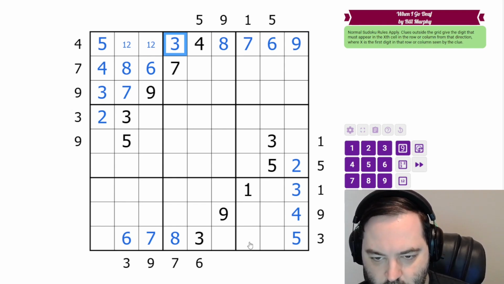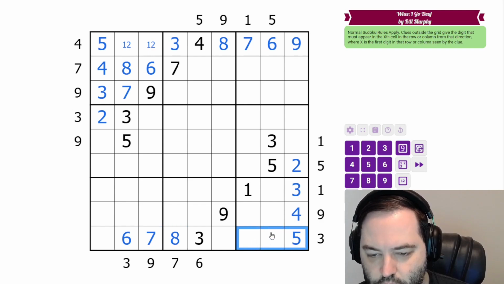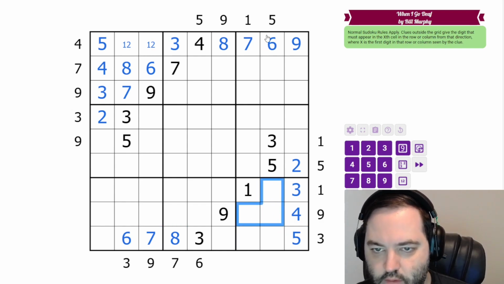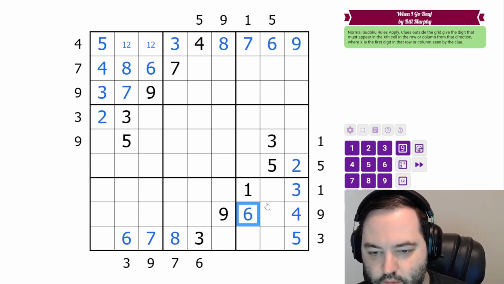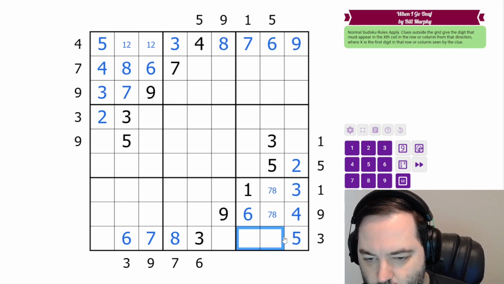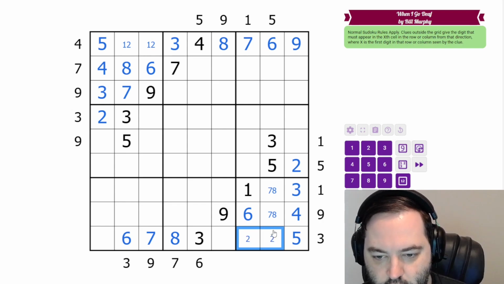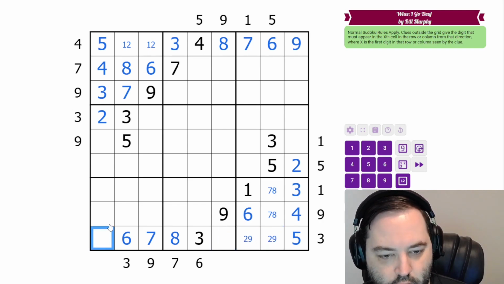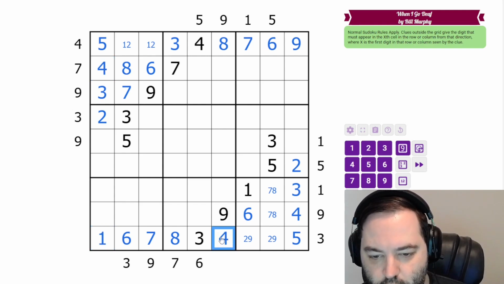Alright, down here we can do something pretty similar. 6, 7, 8 here are ruled out of these cells, so they appear in these cells. There's a 6 looking down, so this is our 6. We're left with a 7, 8 pair that we can't resolve yet. And 2, 9 to finish the box. Means we have 1 and 4 here, and there's a 4 there.